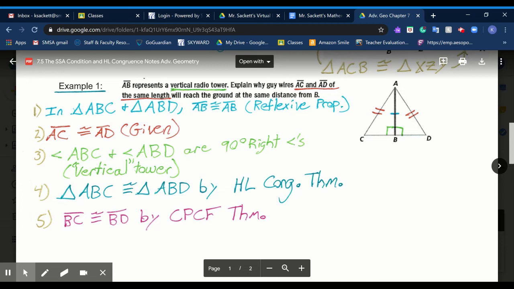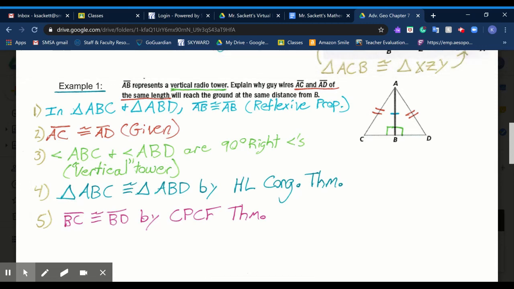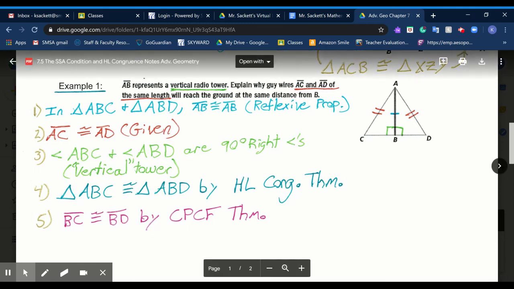So really what we're trying to prove is that the distance from B to C is the same distance as B to D. So right away, what I marked in my triangle is I knew AC was congruent to AD, and I knew my right angles. So just kind of going through the steps here, I laid them out in 5 different steps rather than sentences.